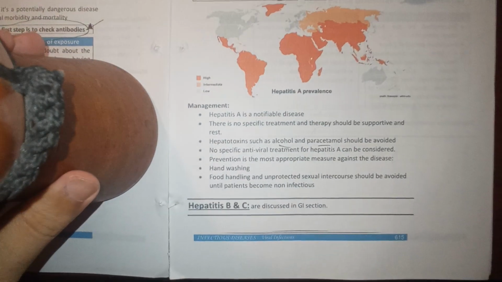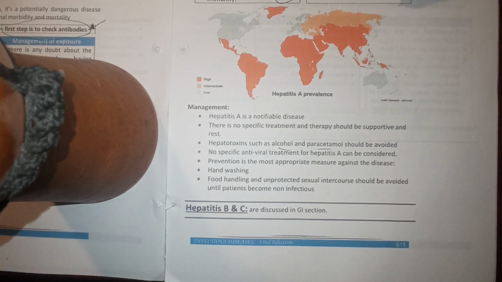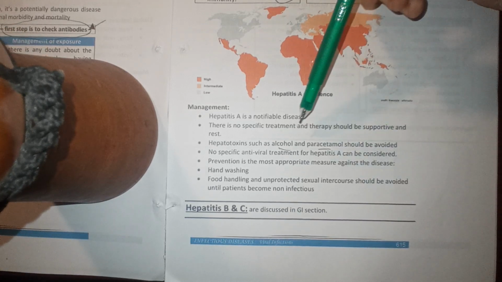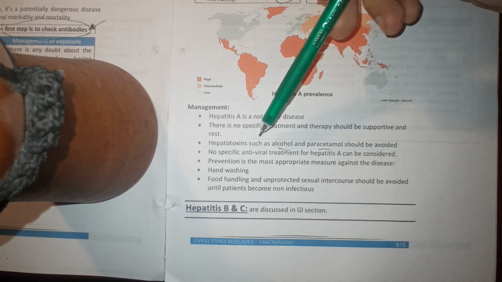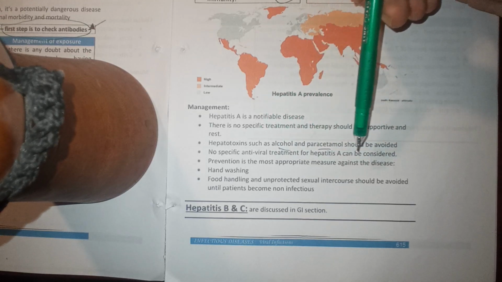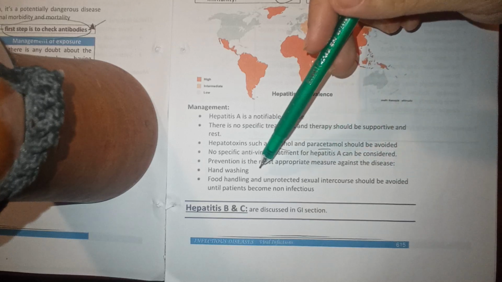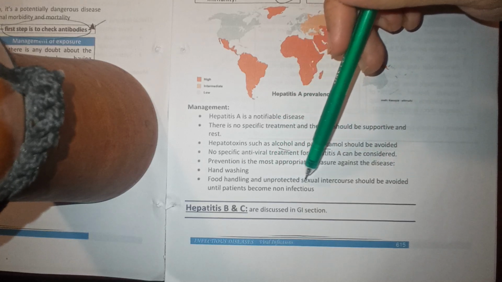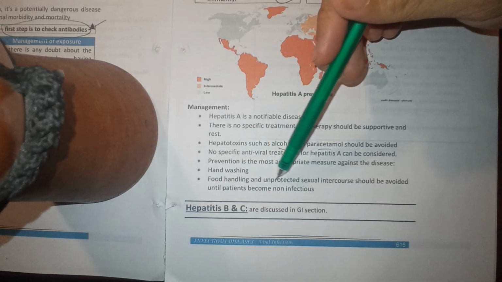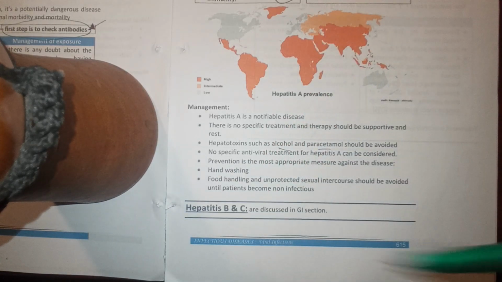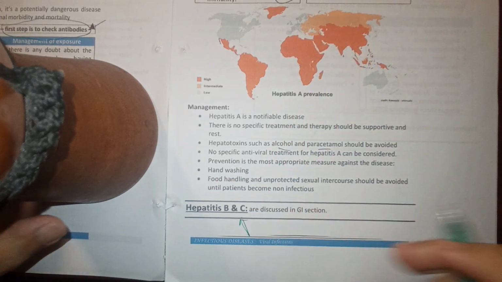Management: hepatitis A is a notifiable disease and there is no specific treatment. Care should be supportive, with rest. Hepatotoxins such as alcohol and paracetamol should be avoided. No specific antiviral treatment for hepatitis A can be considered. Prevention is the most appropriate measure. Hand washing, food handling, and non-protected sexual intercourse should be avoided until patients become non-infectious. B and C are described and discussed in the gastrointestinal section.